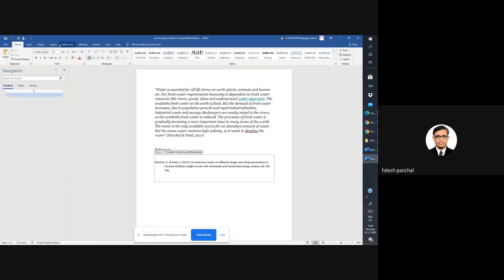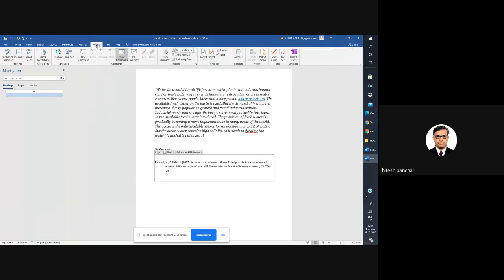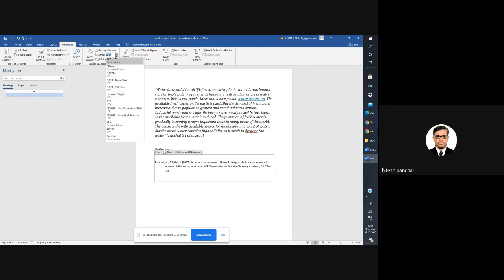For adding the reference, there are many software tools available, and in Word also there is one facility. Here you can see References. In References, there are various styles, APA, Chicago, Harvard, and from Insert Citation you can add the citation, and from Bibliography, the bibliography is added directly. So this is also a very good facility available in Microsoft Word.